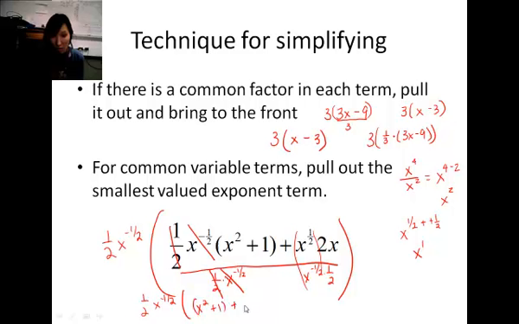Okay, and then plus these things right here are just going to become x to the 1st. And then 2 divided by 1/2 is the same thing as 2 times 2, right? So times 4, and then we have this extra x out here. Alright, so we have 1.